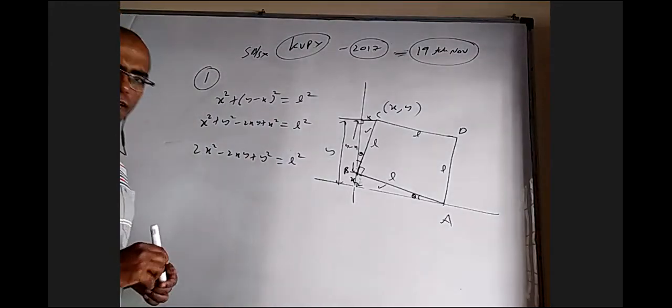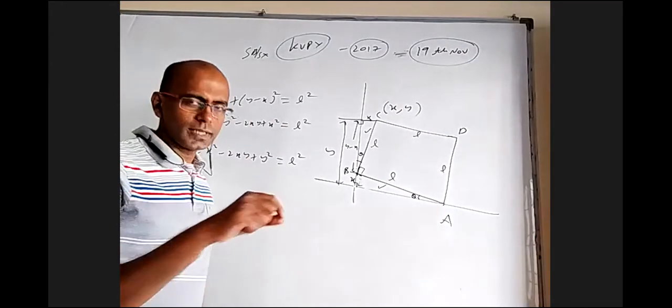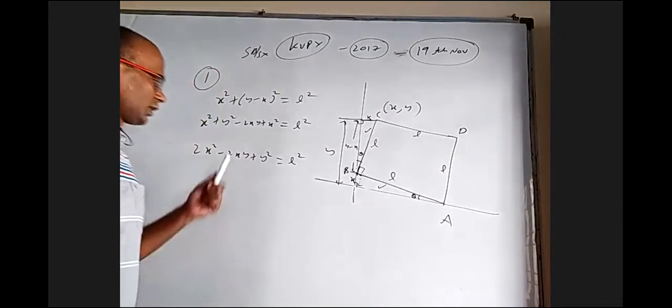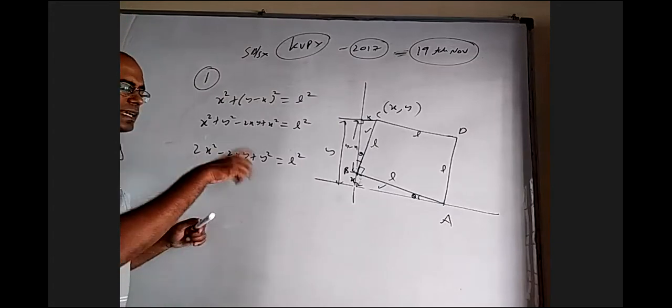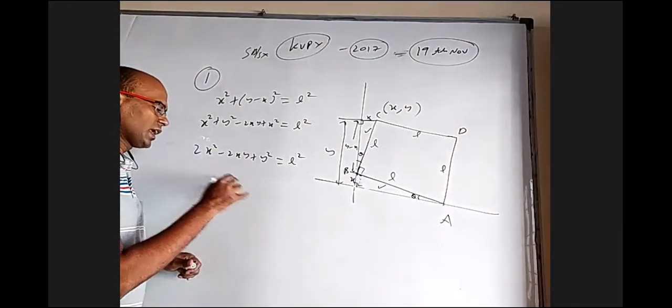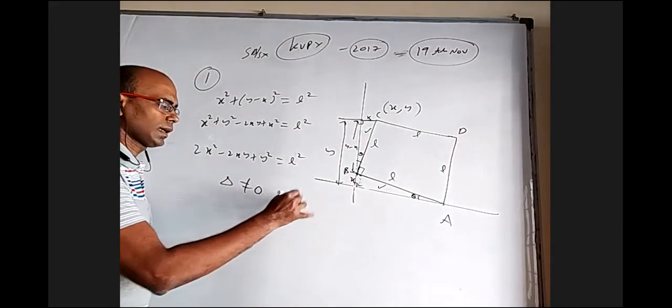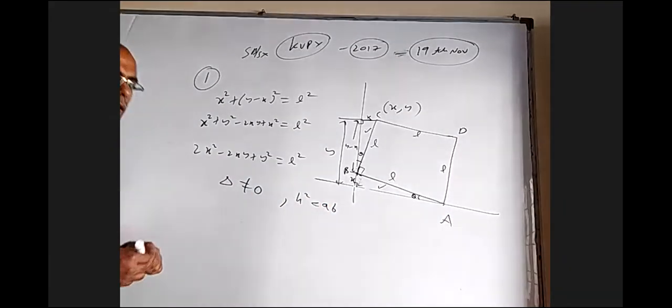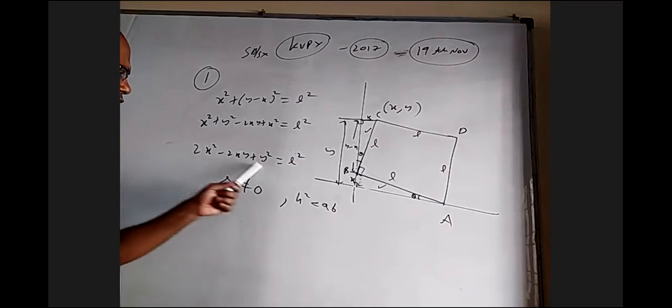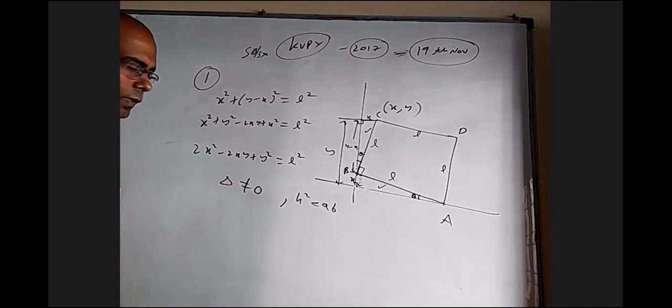This is an ellipse, but not an ellipse whose major axis is the x-axis or y-axis. It has an xy term, so it is a rotated one. How will you know it is an ellipse? For a general second degree equation, if delta is not equal to 0 and h squared is less than ab, then it is an ellipse. Here, first of all, the x squared and y squared coefficients are different, so it cannot be a circle, and the xy term is there. In a circle, there is no xy term.